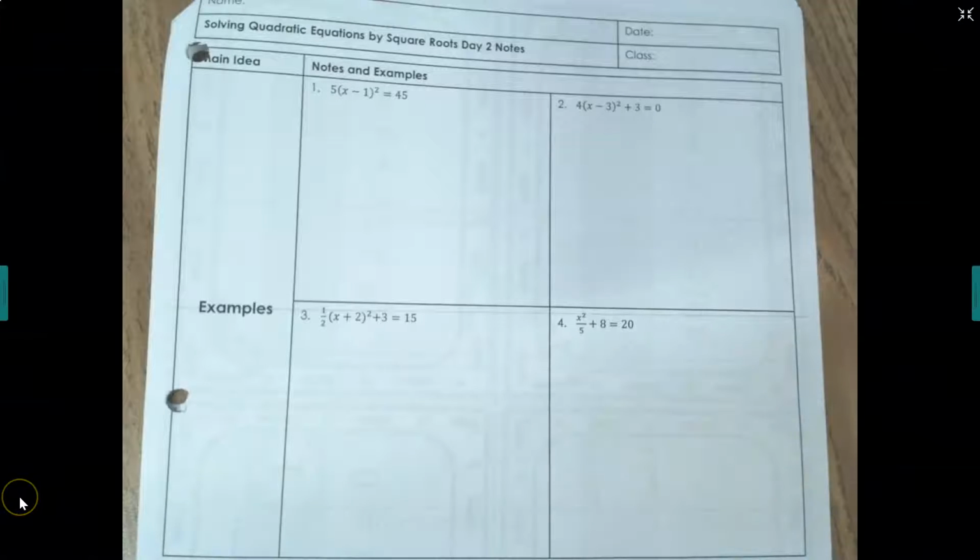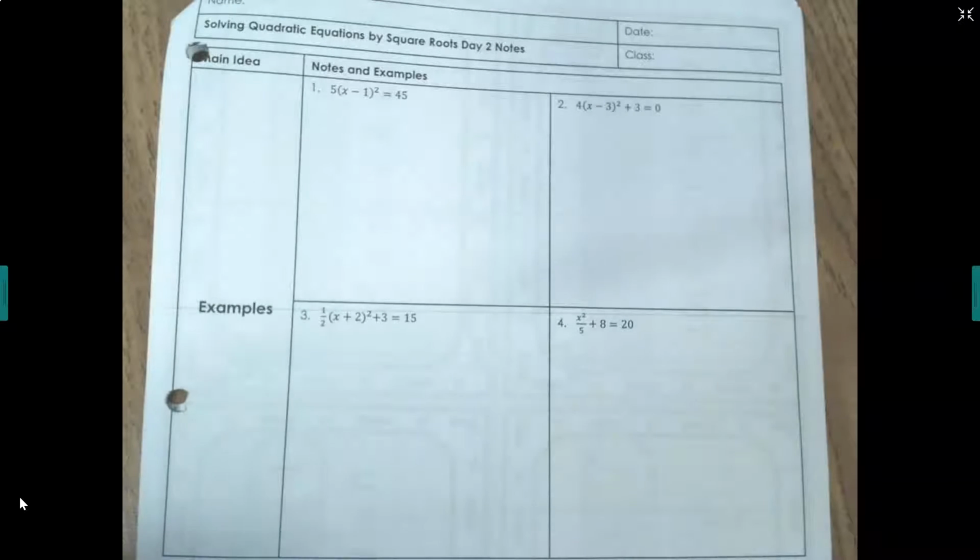Welcome to this video on day 2 of solving quadratic equations using the square root method. To recap, we can use the square root method to solve quadratic equations if there's no bx term, meaning there's no coefficient with a single variable. We can have ax squared and we can have c, but no bx term. So let's take a look at some of these examples. They're a little different than what we talked about previously.